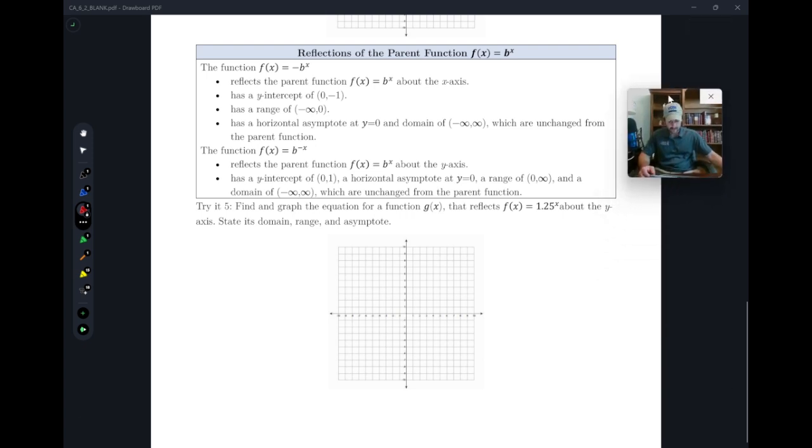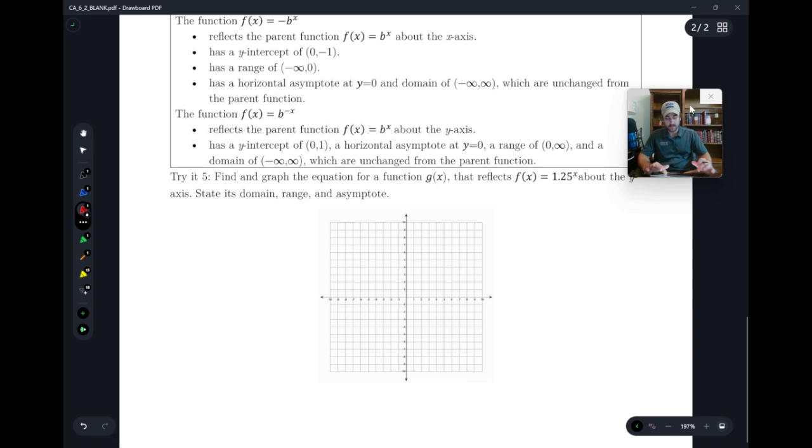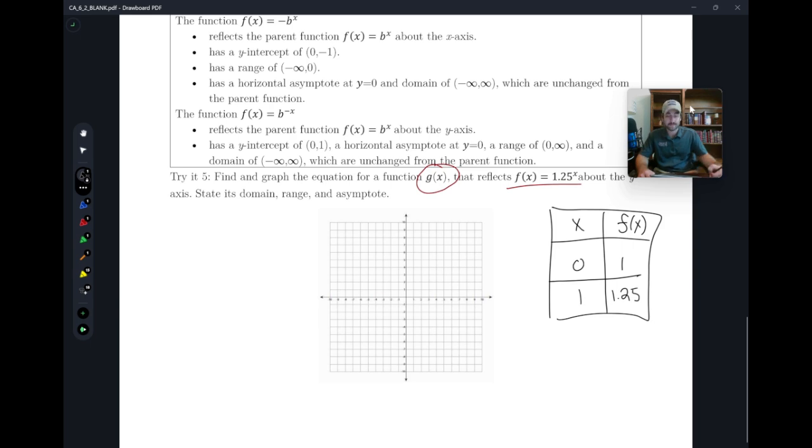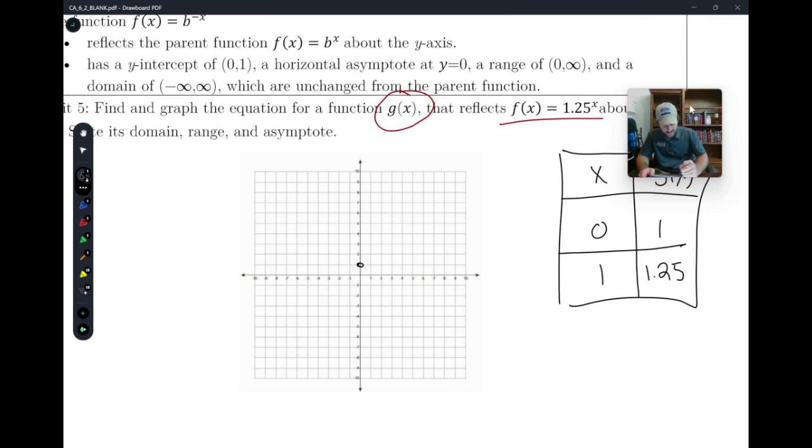All right, so reflections of the parent function. Find and graph an equation for g of x, which reflects f of x about the y-axis. So what we're going to do first is graph f of x. Let's plug in those 2 key points again. If I plug in 0, anything to the 0th power is 1, so we'll get 1. And if I plug in 1, you'll get the identity under exponentiation, so you get 1.25, and we'll plot those 2 points as our original function. 0, 1 and 1, 1.25. So we've got a slightly slower growing exponential function.